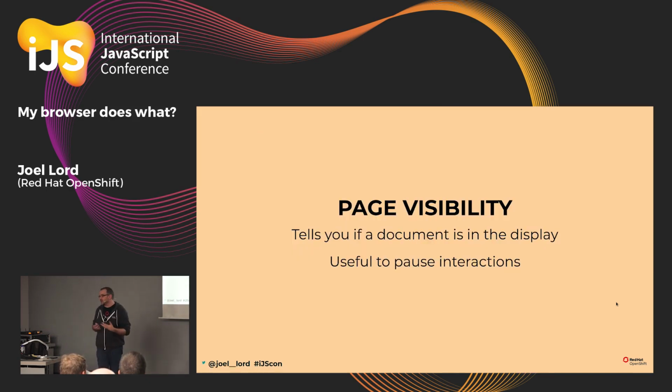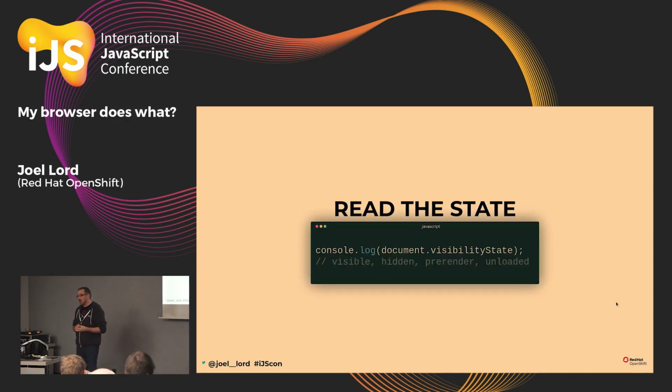So page visibility will tell you if a document is in display or not. So it will tell you if the user is actually looking at the page or if it's hidden in one of the browser tabs that he's not looking at. It can be very useful to pause different interactions. So if you're playing a movie, for example, and the user switches to another tab, or if you want to force them to watch that ad before they move on to the next step, as soon as they get out of your page, then you can pause the video. When they come back, they'll have to watch the end of it. So it can be very useful for this type of thing.